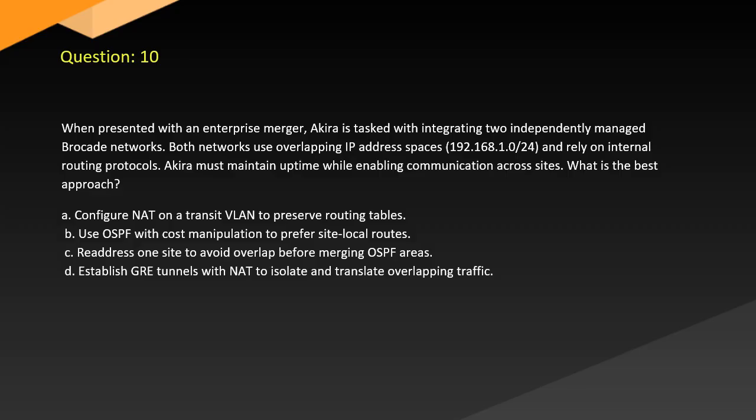A. Configure NAT on a transit VLAN to preserve routing tables. B. Use OSPF with cost manipulation to prefer site-local routes. C. Readdress one site to avoid overlap before merging OSPF areas. D. Establish GRE tunnels with NAT to isolate and translate overlapping traffic.